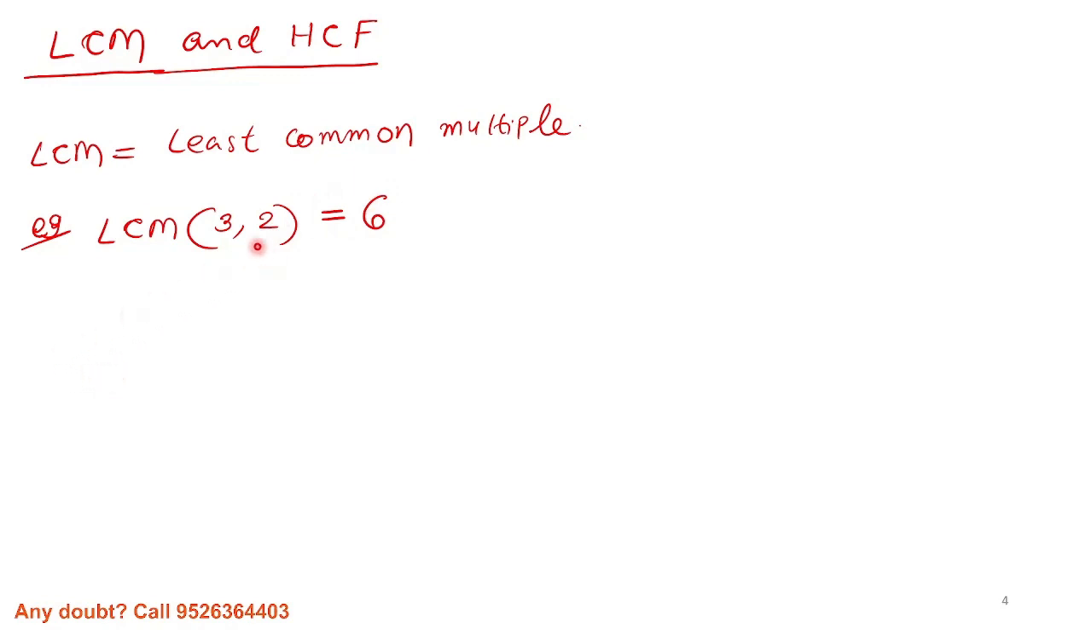3 and 2 have many multiples, like 12, 24. Plenty of multiples are there. 12 is a multiple of both 3 and 2. 24 is a multiple of both 3 and 2. Among these, the least one is which one? The least one is 6. So the least common multiple, that is LCM. Clear? Aditya, have you understood? Clear?